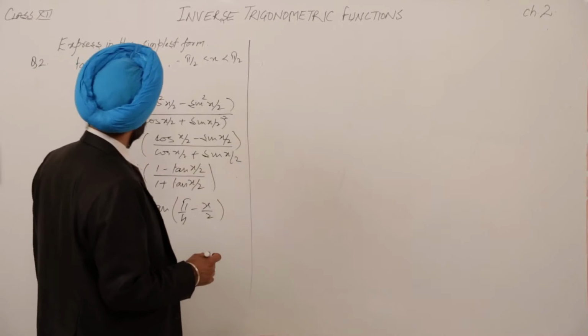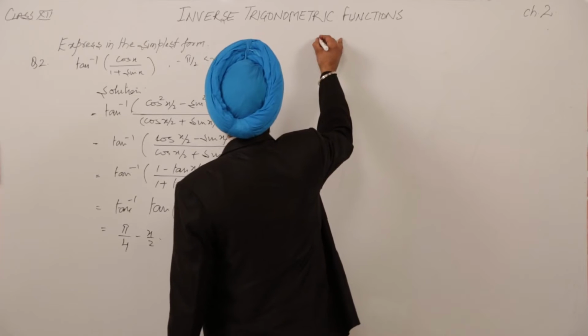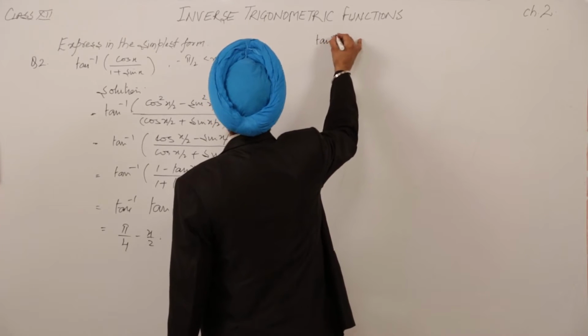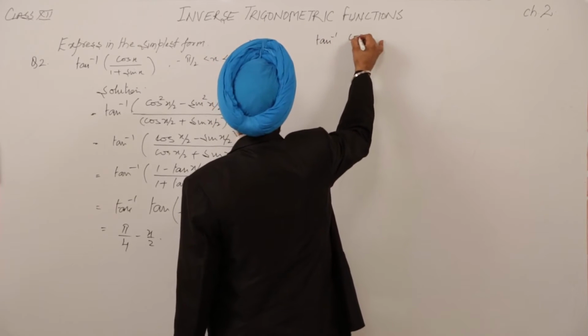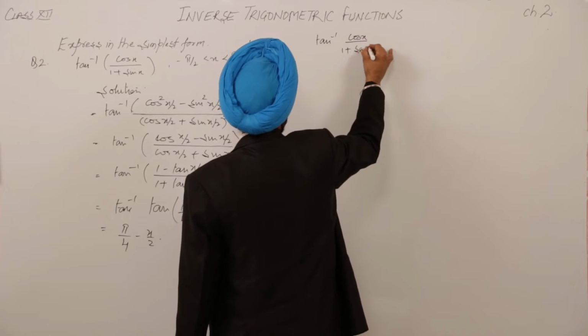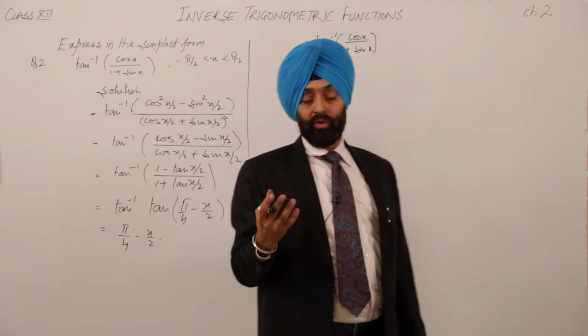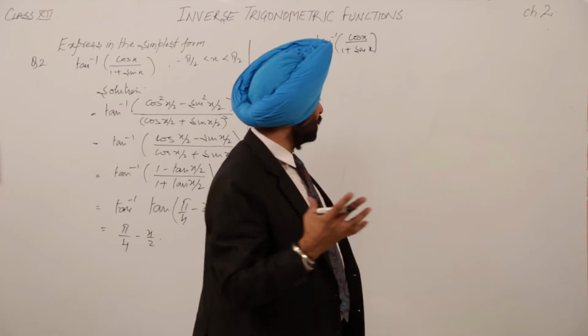Let's do the same question with the alternate method. Now we are having tan inverse cos x upon 1 plus sin x. Now let's see if we are attempting this one with the different way, do we save the time?